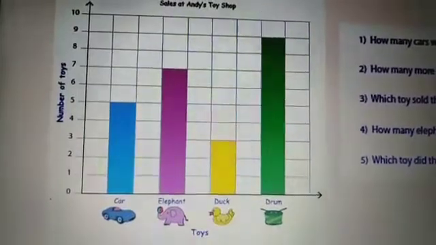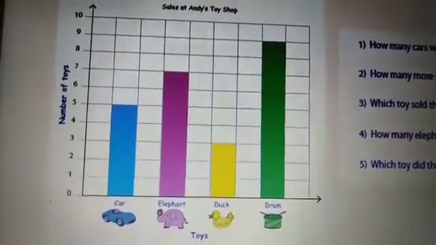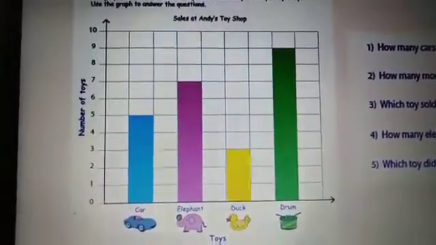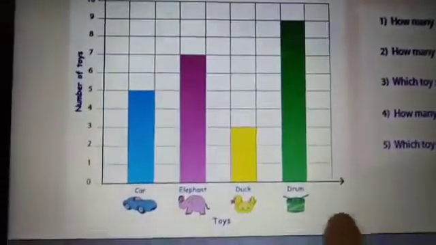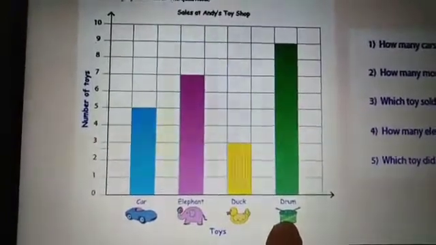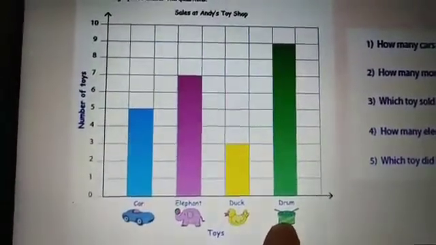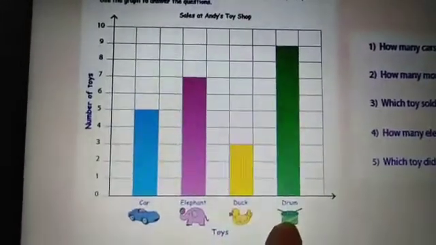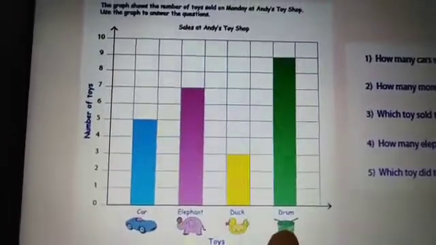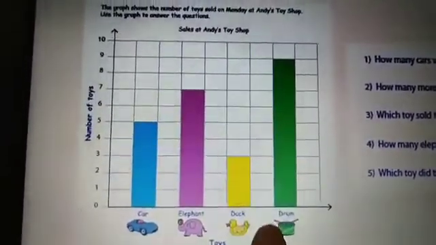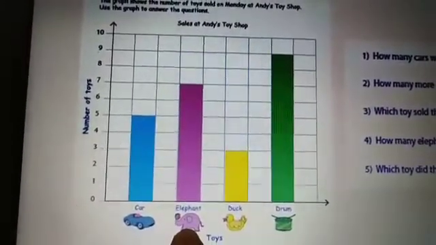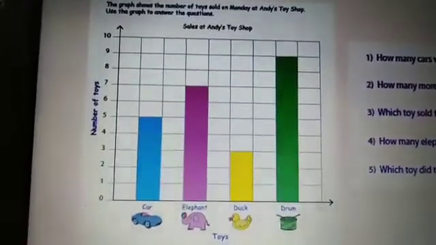Question number 3. Which toy sold the most? The toy that was sold the most is the toy that has the greatest number on the scale, which is the drum. As you can see, 9 drums were sold. Question number 4. How many elephants and drums were sold in all? When we say in all, this means that we have to add the number of elephants and the drums all together. As we said before, 9 drums were sold and 7 elephants were sold. So 7 plus 9 equals 16.